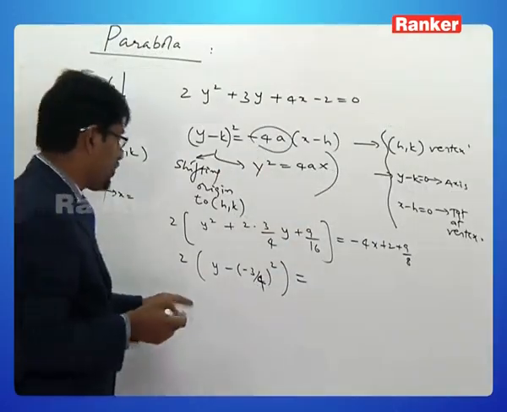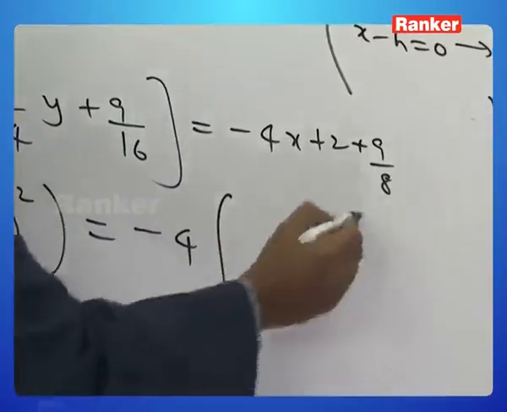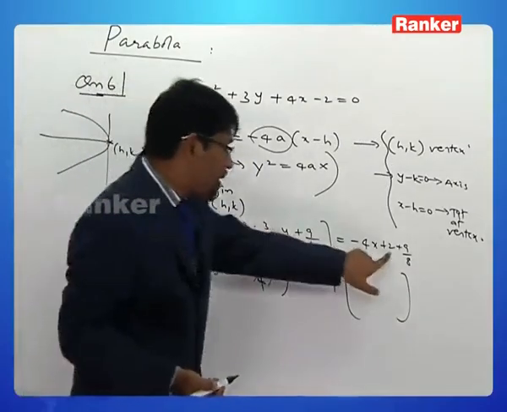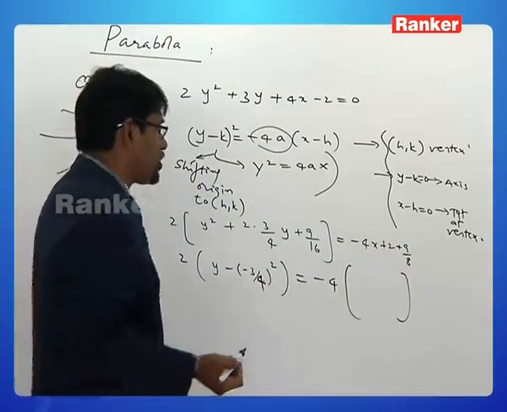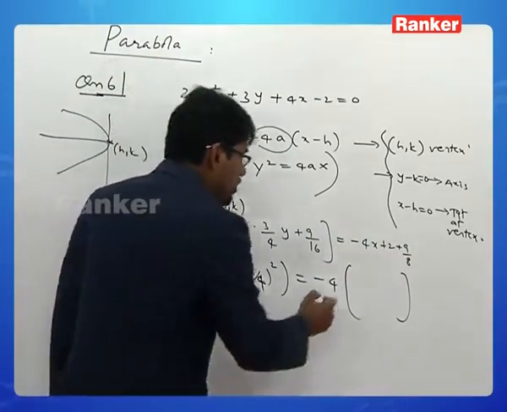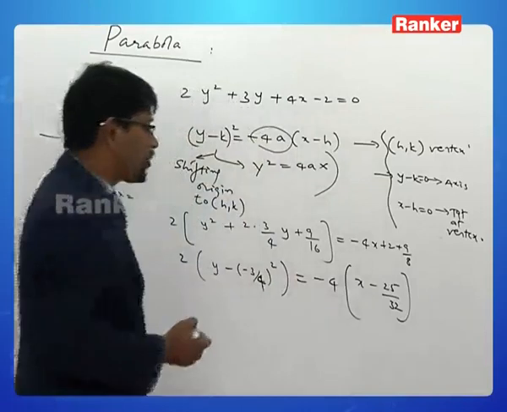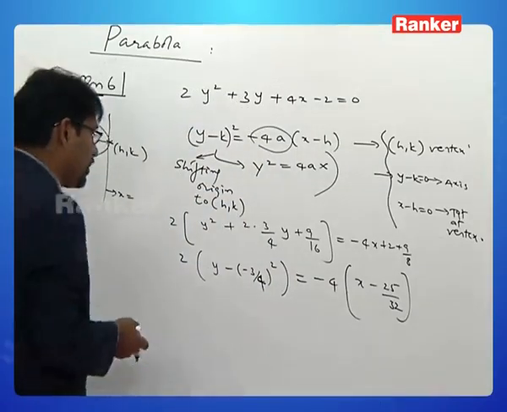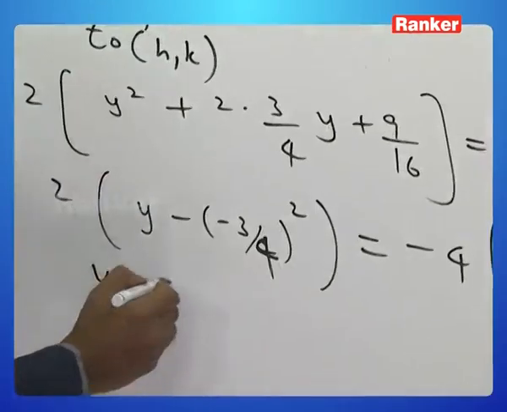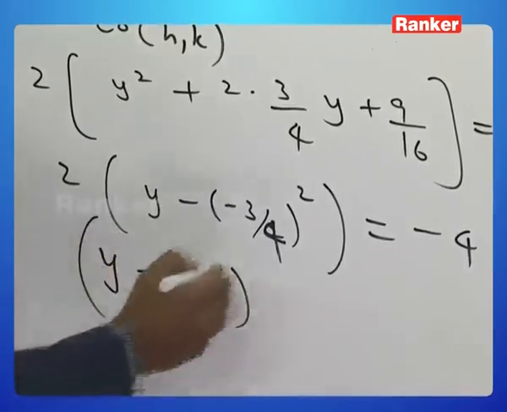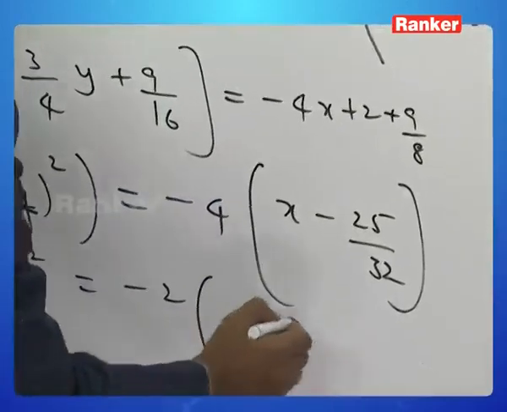So let's look at this. It appears to be coming into that form. Minus 4 into, what is 2 plus 9 by 8? That comes out to be 16 plus 9, 25 by 8. So x minus 25 by 32, because I am taking a 4 common there. Now clearly observe that, bring this 2 down here. So y minus of minus 3 by 4 the whole square is equal to minus 2 into x minus 25 by 32.